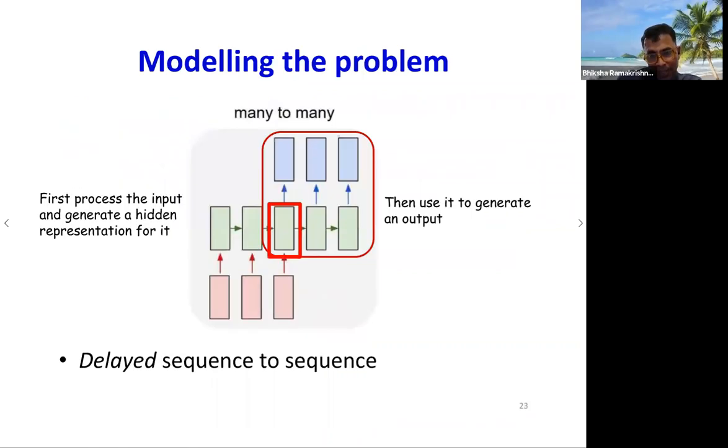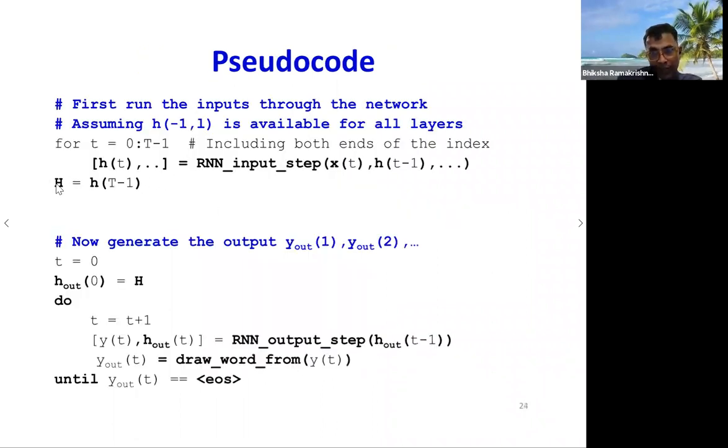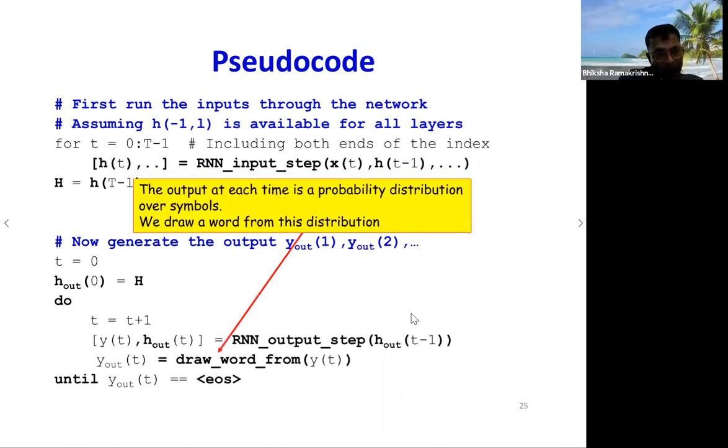Once we compute this hidden representation, we can use it to generate the output using the same procedure that we saw before for generating language. So here is pseudocode again. Here we got the hidden representation for the input. Next we run the loop, and at each time we first run an RNN step that uses the current hidden representation to compute the recurrent hidden representation and also the output probability distribution for the next word. And the next word itself is drawn from this output probability distribution. We will continue this generation process until we draw an end of sentence or end of sequence marker. This is the important bit over here. The network actually outputs a probability distribution for the next word, and we are going to select or sample the actual next word from this distribution.